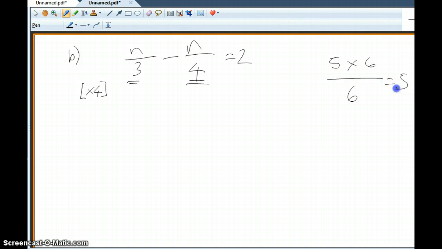Okay, answer is 5. The 6's cancel. Anyway, multiplying everything by 4. First term by 4. Second term by 4. Oh, mistake. 2 times 4 is... That's better. Everything needs to be multiplied by 4.